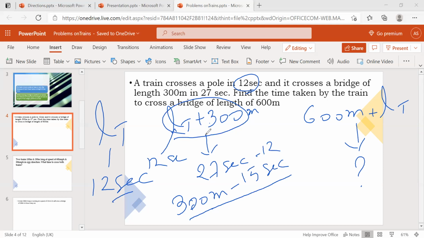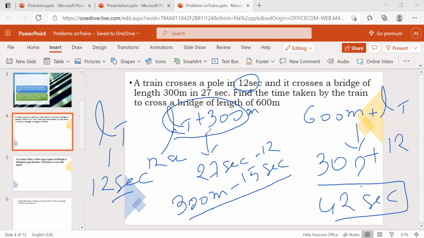Now come to this point. So how much distance is it? Bridge length 600 meters. 300 meters in 15 seconds, so 600 meters in 30 seconds, right? And as usual, the length of the train takes 12 seconds. So in total, in 42 seconds, it will cross the 600 meter length of the bridge.